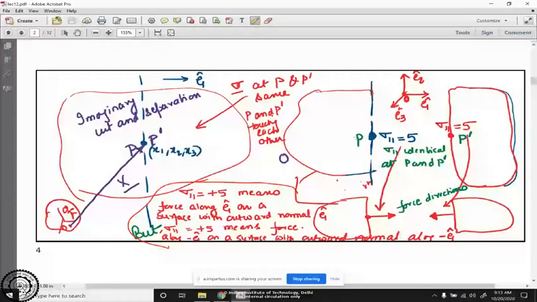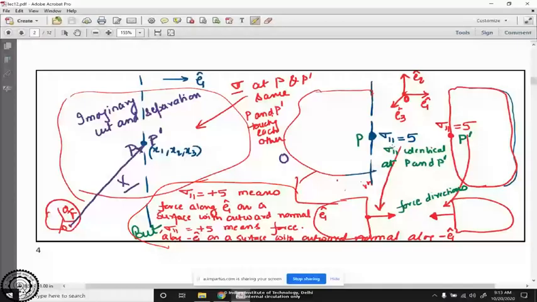So P belongs to the left part, P prime belongs to the right part. Originally they were right next to each other, same x1, x2, x3. So as I said, sigma is defined for a point. Okay, so sigma 1,1 will be 5 for P. It will be 5 for P prime also, because they are the same points. Okay.